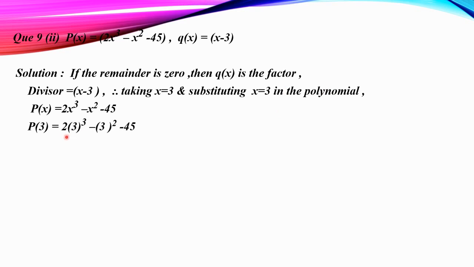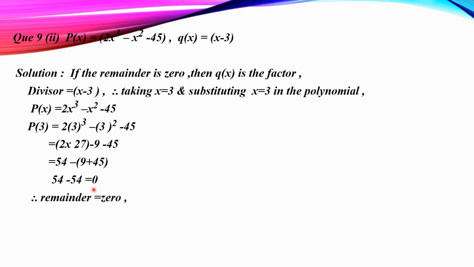P(3) is equal to 2 into 3 raised to power 3 minus 3 raised to power 2 minus 45. We get the values as 2 multiplied by 27 minus 9 minus 45, and that will be equal to 54 minus 9 plus 45 taken in one bracket. Therefore, 54 minus 54, and that answer is equal to 0. Therefore, remainder is 0. We can say that Q(x) is the factor of P(x).